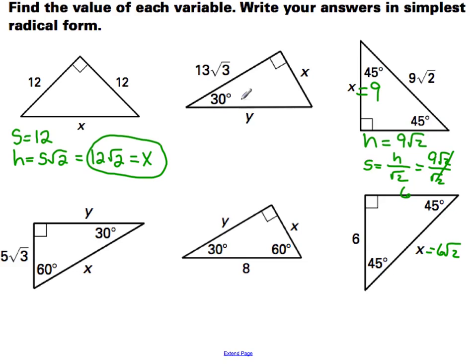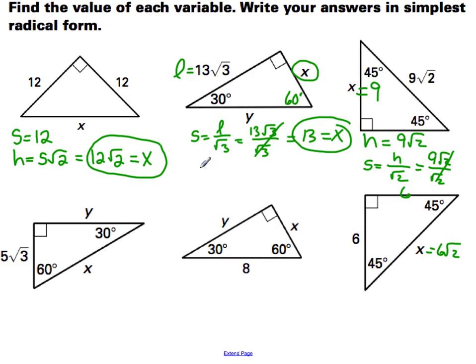In this problem, again, this is a 30, 60, 90 triangle. If you needed to, you could find this length here. With a 30, 60, 90 triangle, again, you really want to find this piece here. What we're given is the long leg. The long leg equals 13 times the square root of 3. So your short leg is always going to equal the long leg divided by the square root of 3. In this case, that's 13 square root of 3 divided by the square root of 3, which equals 13. So that's our x value. Our y value is our hypotenuse. Hypotenuse equals 2 times the short leg. So that's going to be 2 times 13, which equals 26, which equals our y value.